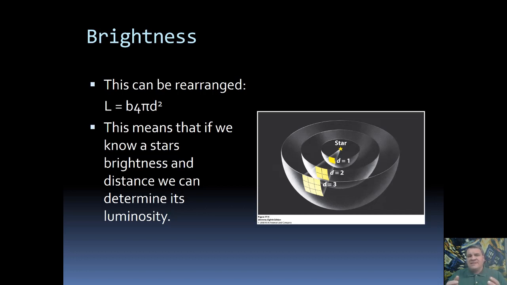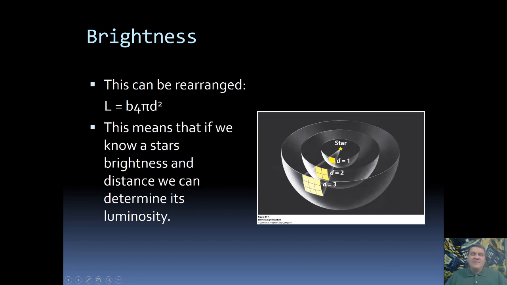So determining brightness isn't that bad. And for these billion stars that are close enough, we actually already know the distance by using the parallax. So what this means is the thing we don't know is the luminosity. So we can rearrange the formula so that the luminosity is equal to the brightness times 4 pi the distance squared. So in this way, if we know brightness and distance, we can figure out luminosity.